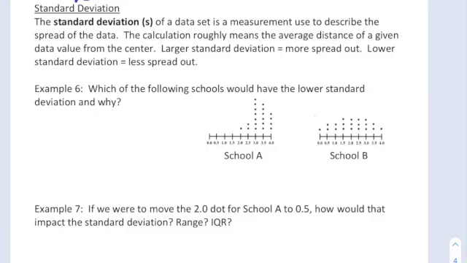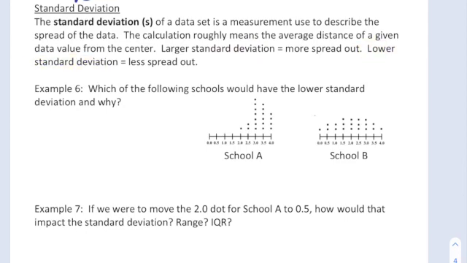Finally, we're going to talk about the measure of spread called the standard deviation. In this class, we're not going to calculate the standard deviation, but it is the most sophisticated way to measure the spread throughout a data set. Just like IQR and range, the larger the standard deviation, the more spread out the data set is. The lower the standard deviation, the less spread out it is.